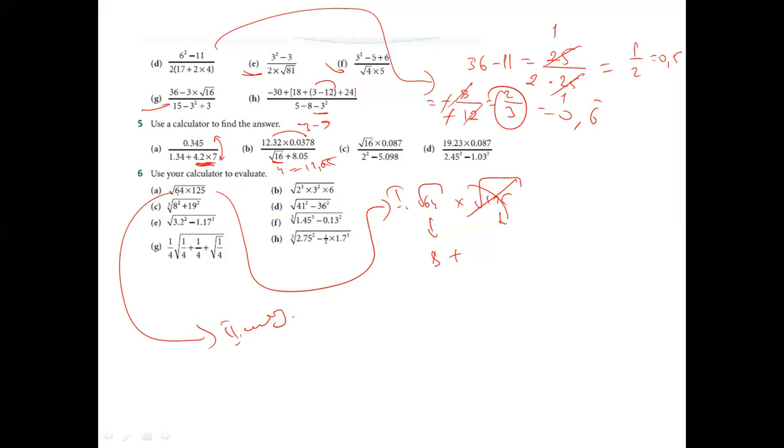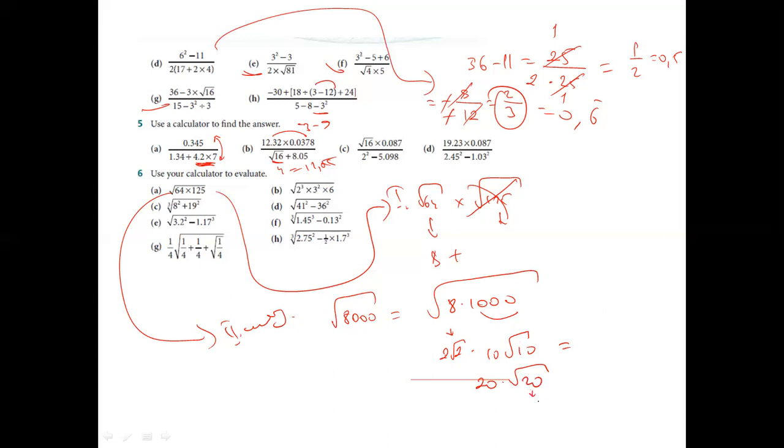64 times 125 is equal to 8,000 in square root. 8,000 is equal to, what was the 8,000? You can write 8 times 1,000. So 8 is 2 times in square root 2 times, and 100 is 10 times in square root 10. So the coefficients are 2 times 10 is 20, times in square root 2 times 10 is 20.